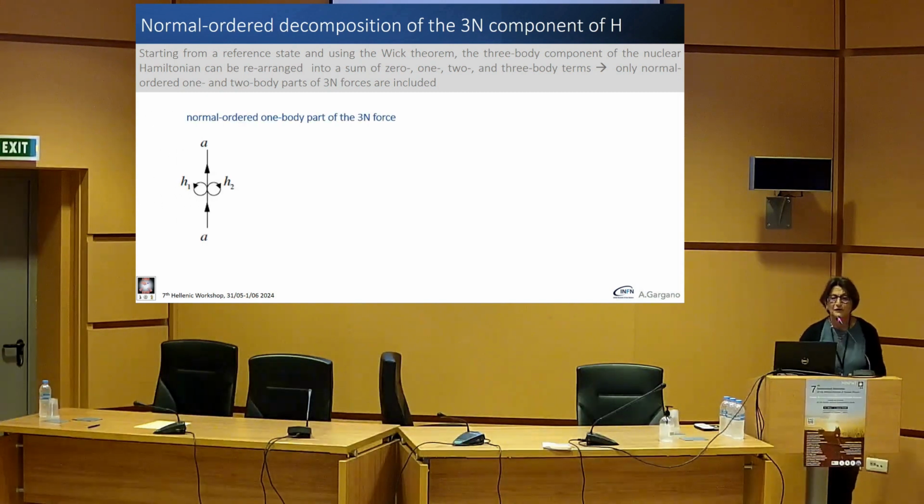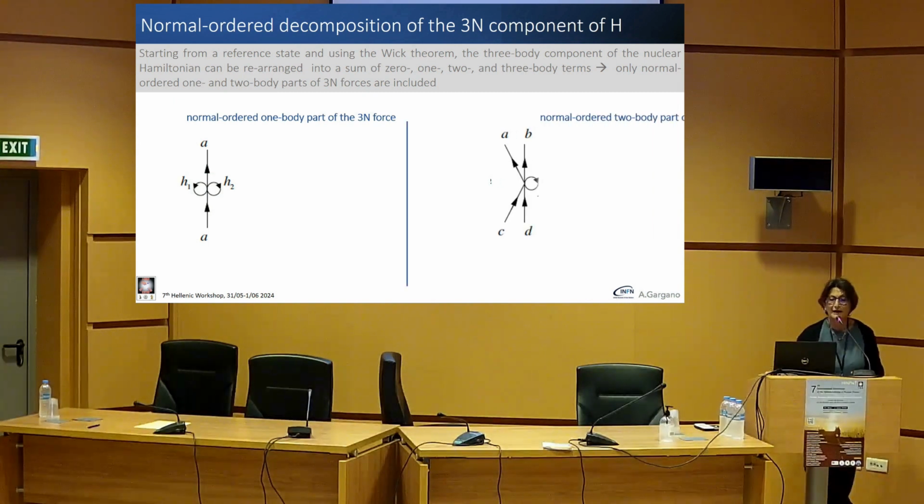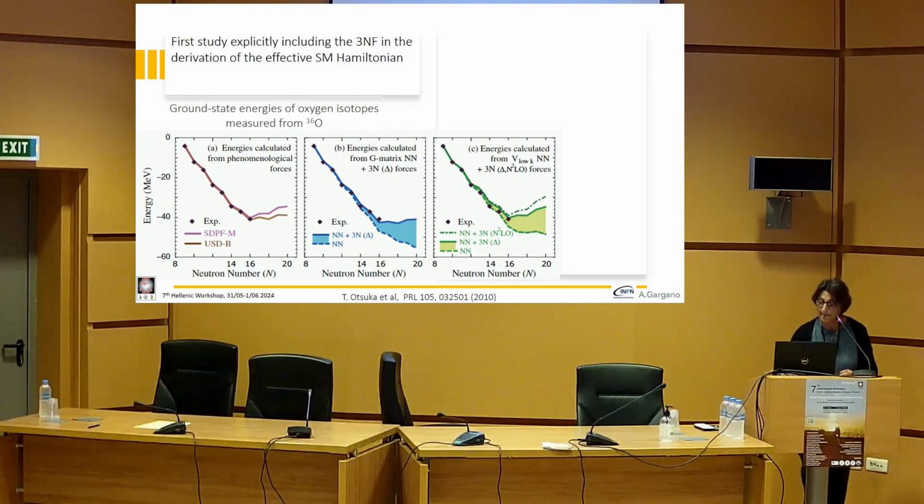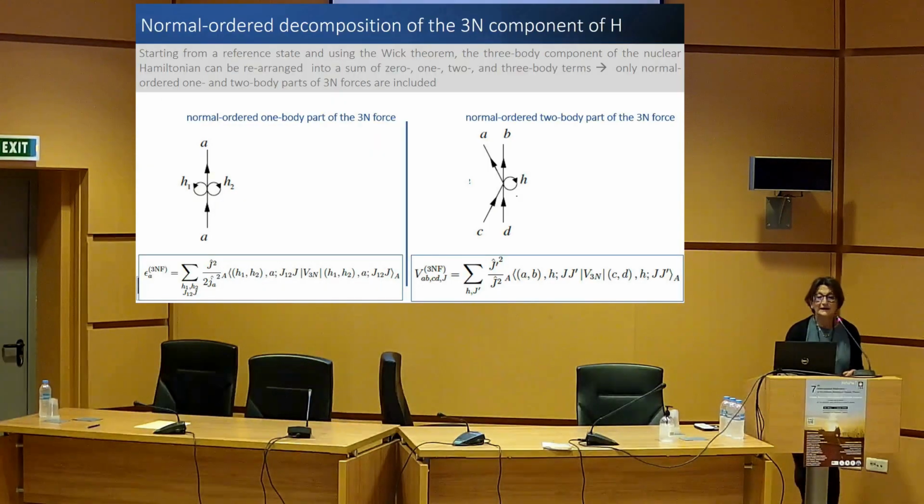To be more specific, one includes the normal order 1-body part of the 3N interaction, and the normal order 2-body part of the 3-body interaction. And this part represents, just as you may see, the interaction of one valence particle with two hole core particles, and in this case, the interaction of two valence particles with one hole core particle. So we include these two diagrams, but the three-body normal order component is neglected.